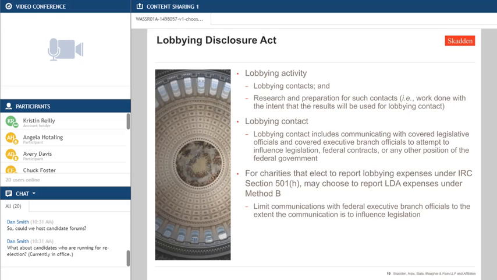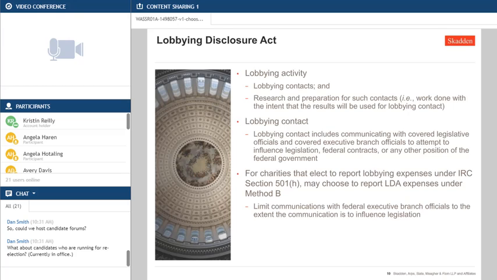So under the LDA, that's this nice little avenue that they've given charities to basically keep one set of books and keep one set of rules to comply both at the federal level and the state level. So that's what you've got with the LDA.